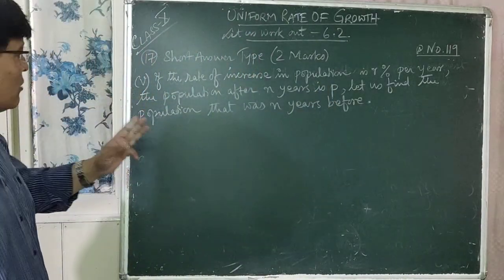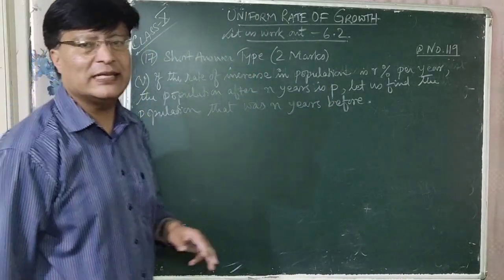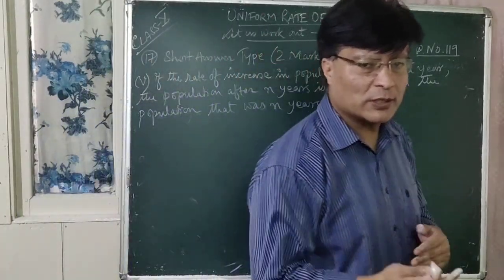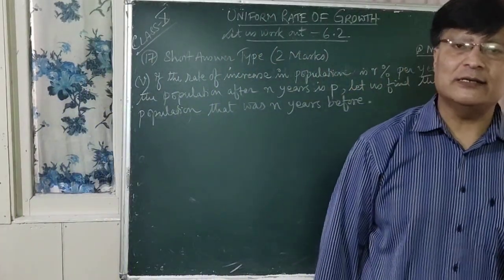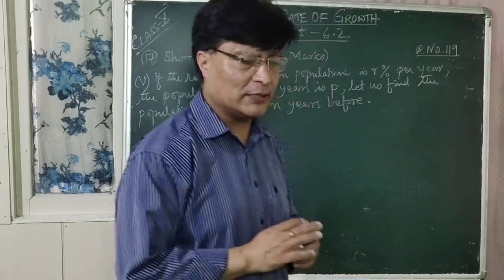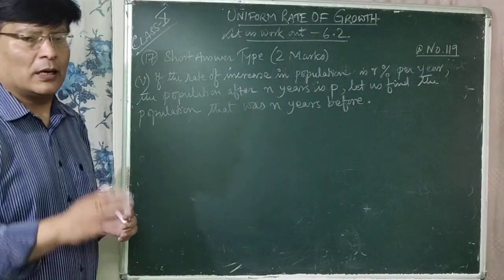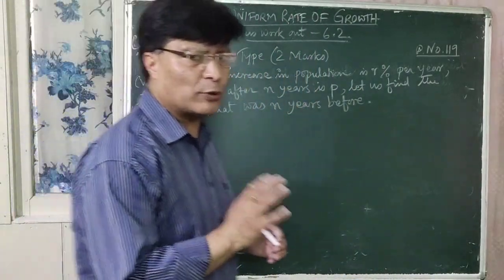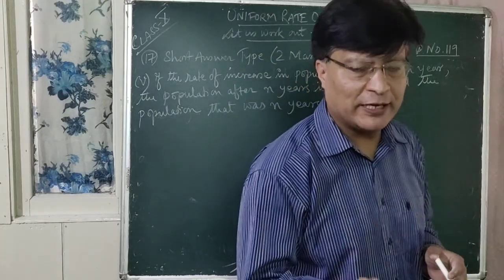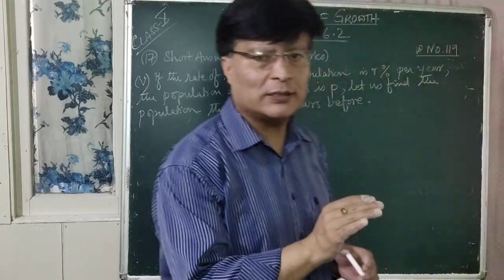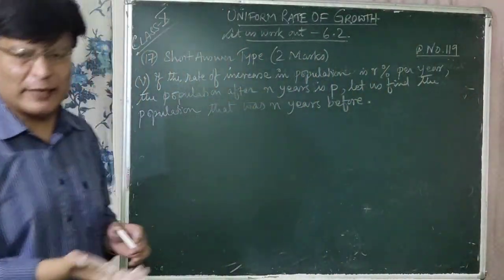So let us find out the population that was n years before. So what was the number of population that was n years before? So what is given here is, if the rate of increase in population is R% every year, then the population after n years is P.